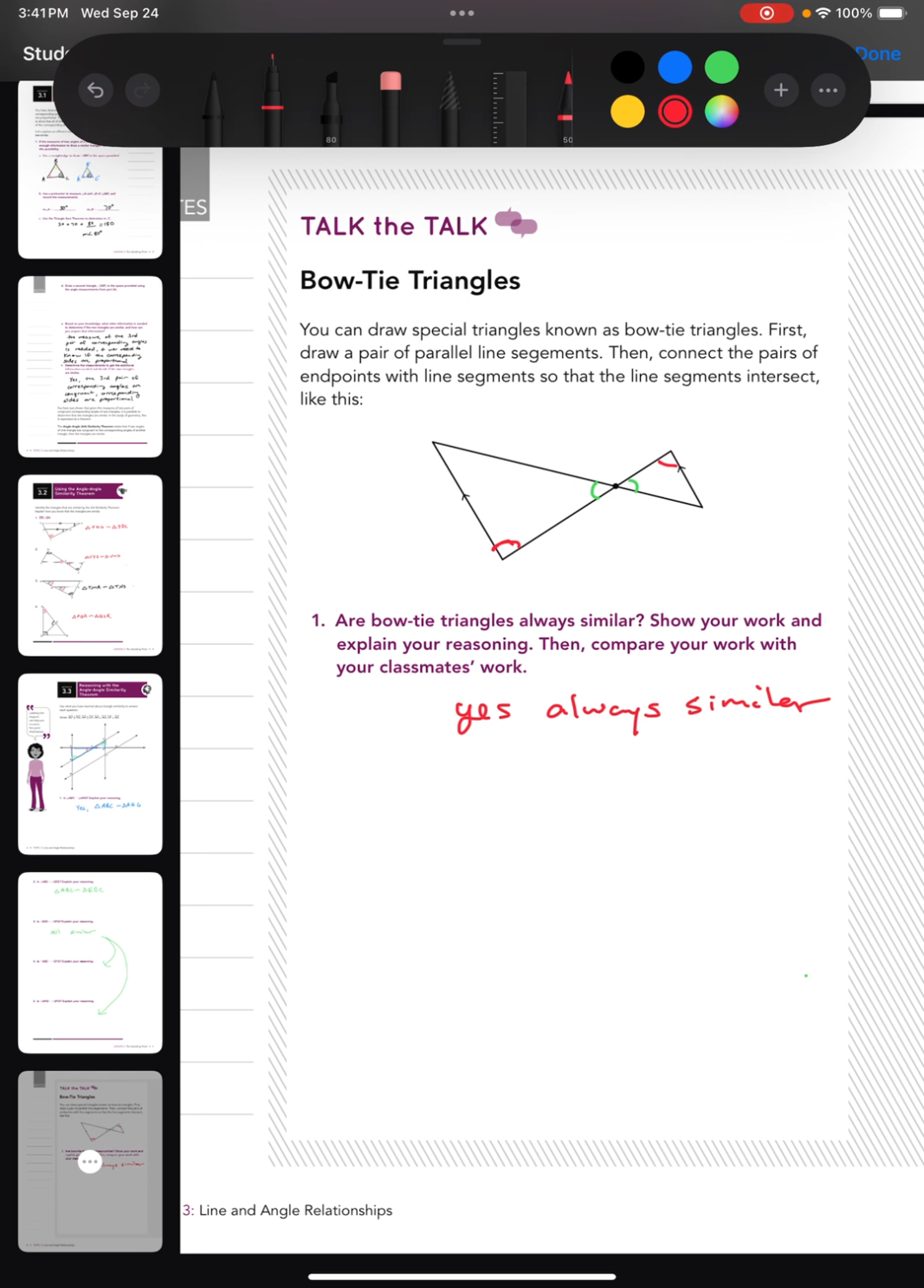All right, and that wraps up this third lesson about angle similarity.